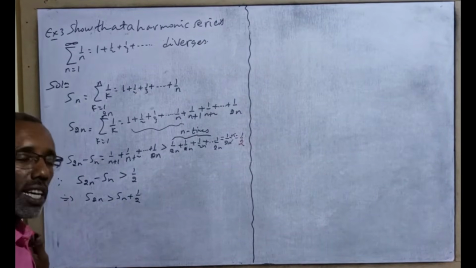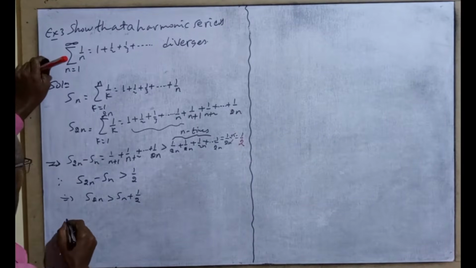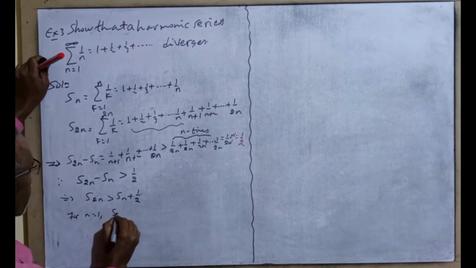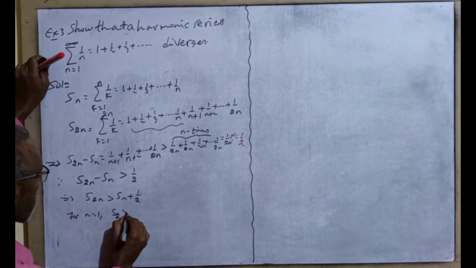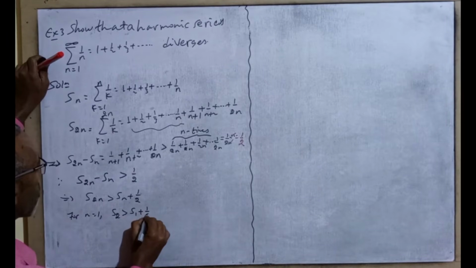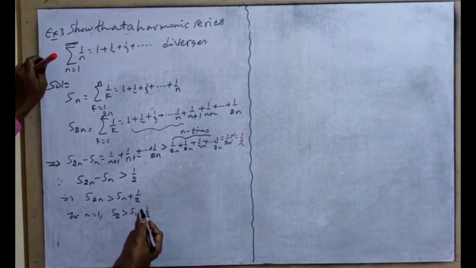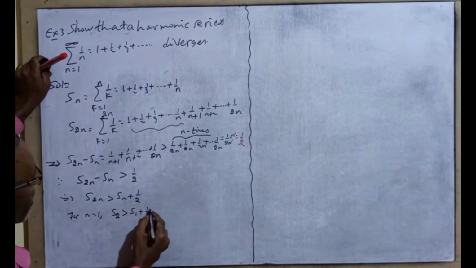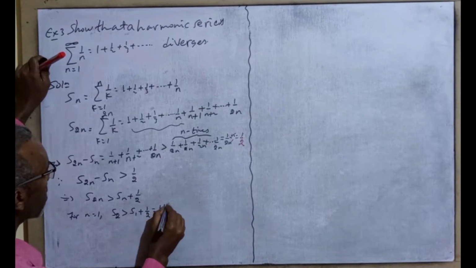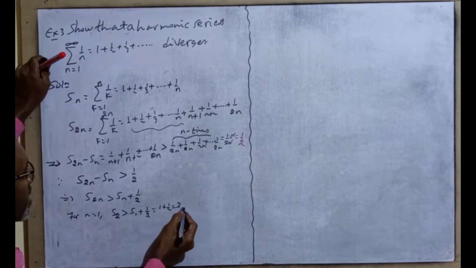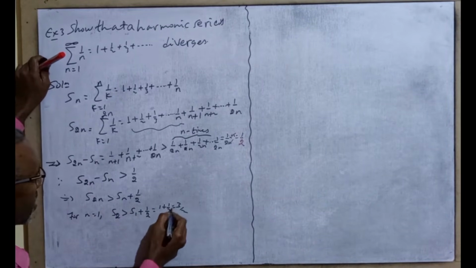Let's find what it says for n equal to 1. When n is 1, s of 2 is greater than s1 plus 1 over 2. s1 is the first term, that is 1, so 1 plus 1 over 2 is 3 over 2. Therefore s2 is greater than 3 over 2.